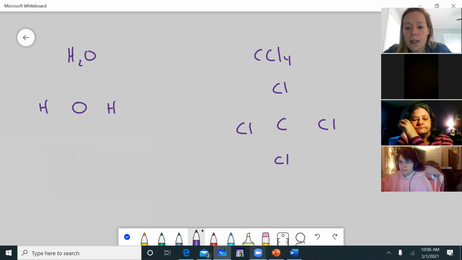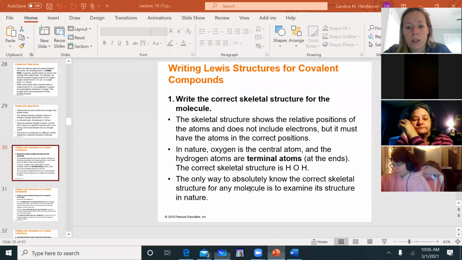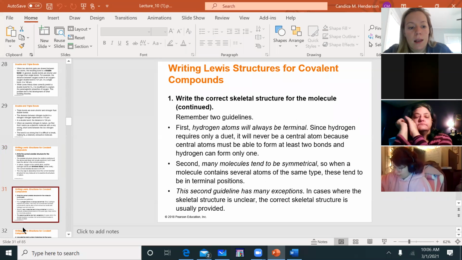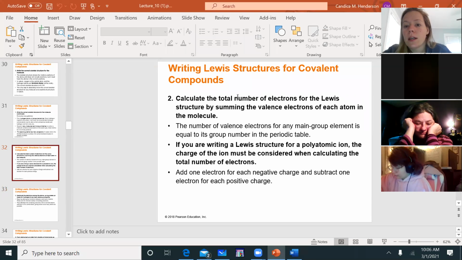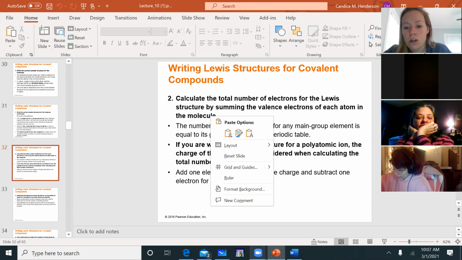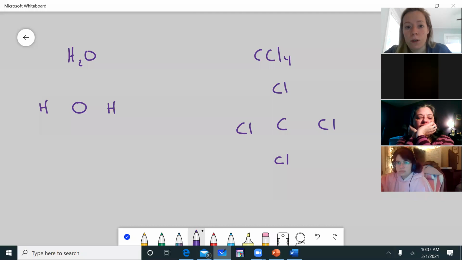So the next thing that we need to do when drawing these structures is to calculate the total number of electrons for the structure by summing all the valence electrons together. So how many electrons do you get to distribute? Do you get to move around? Do you get to play around with? You don't just get to randomly pick. So when we're looking at these two things, it's not like I'm just going to put electrons until everybody's happy. No, you only get to use how many electrons are brought to the table.